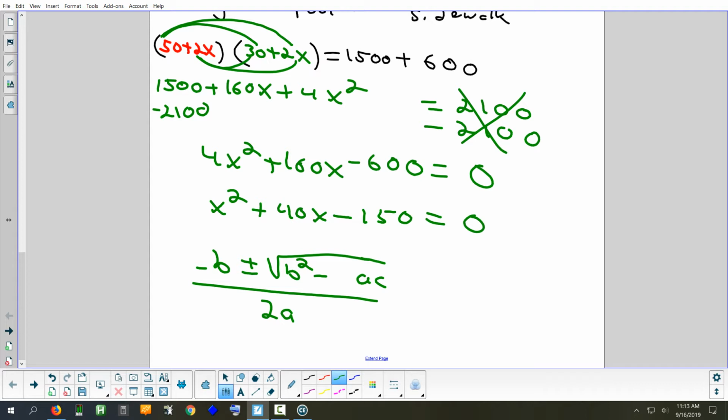4. So it's negative b plus or minus the square root of b squared minus 4ac, all divided by 2a. Now, in my problem, what are a, b, and c? A is 1, yep. B is 40. C is negative 150, yep.